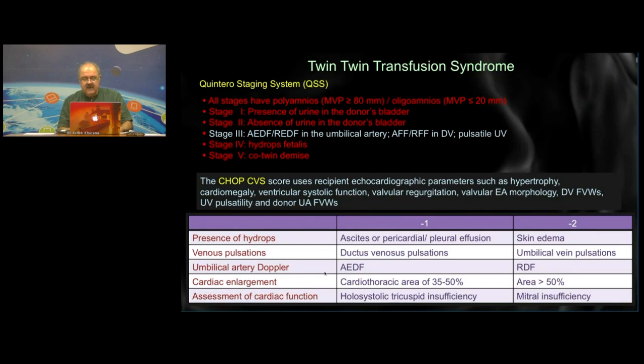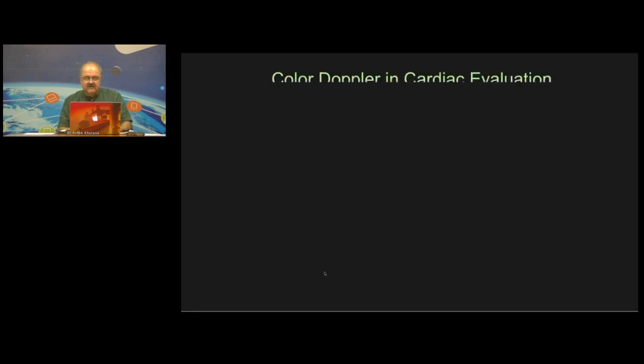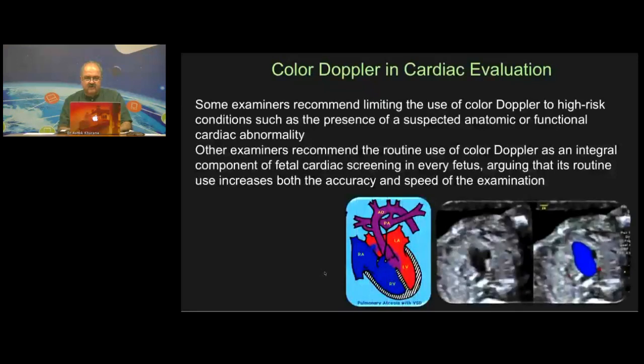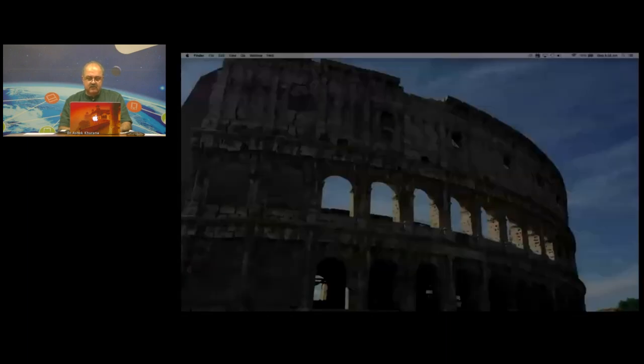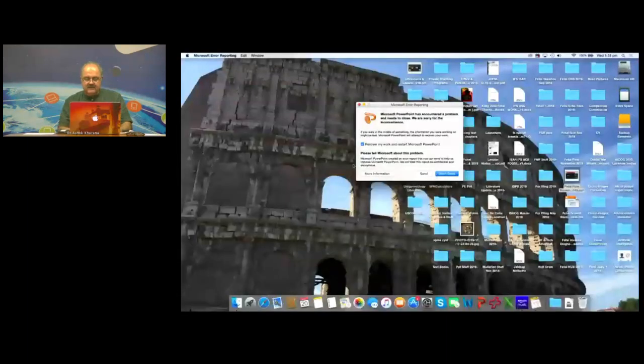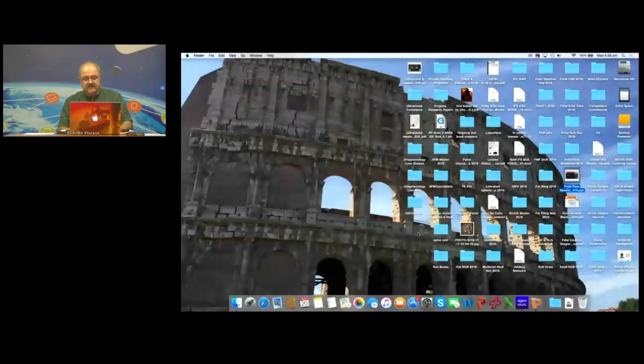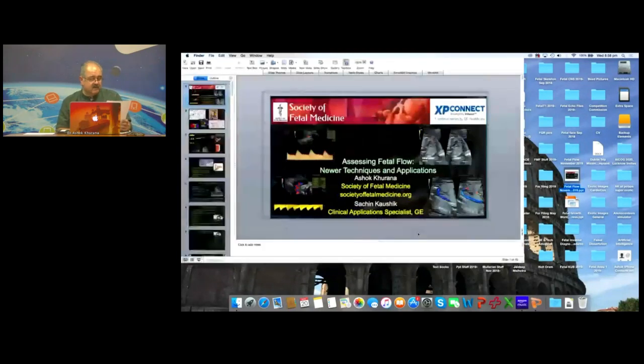And then, of course, you've already seen some examples, but to finish off, I wanted to show you some bits on color Doppler in fetal cardiac evaluation. And we know that is what now tells us that, look, use it liberally because it seems to work. I was expecting this disaster, my apologies, but I think this will open up on its own. And meanwhile, we will pretend like this is the most natural thing in the world.